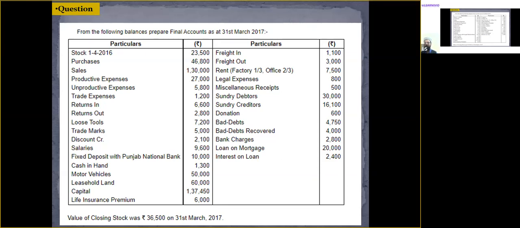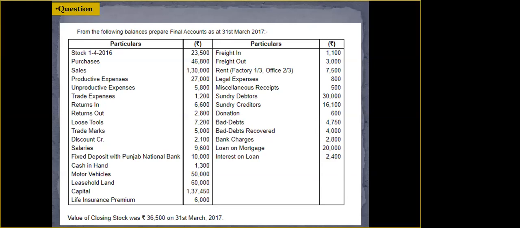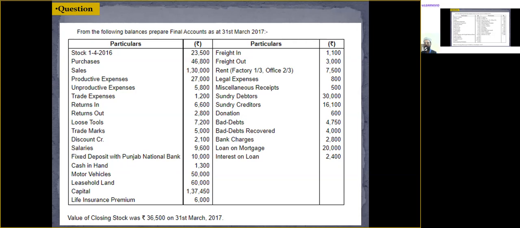All right, shall we move to the next item, everyone? Hamad? Yes, sir. Okay. Next item we have in the question is legal expenses. Tell me, where should we record legal expenses? Tell me, everyone, where we should write legal expenses. Hamad, Alexander.